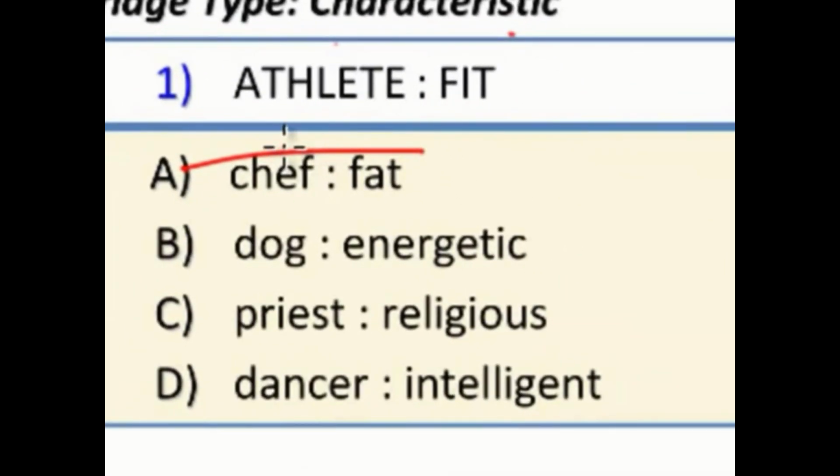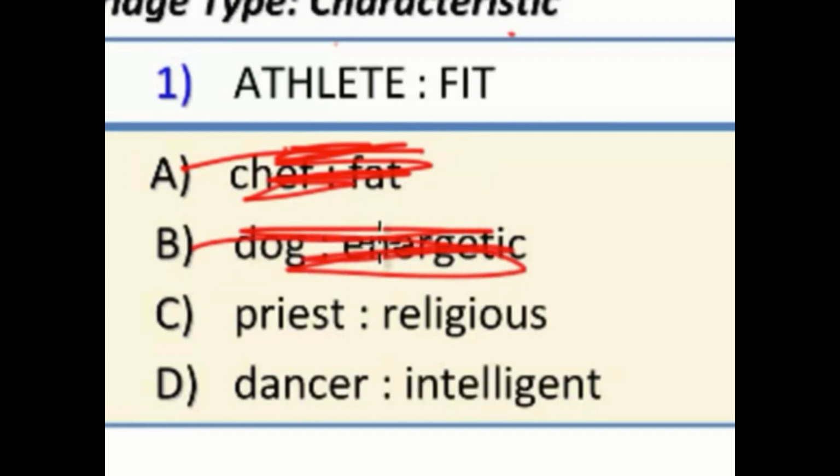Is a characteristic of a chef to be fat? No. I know lots of thin and fit chefs. Is it characteristic of a dog to be energetic? Nope. I know quite a few lazy dogs. Is it characteristic of a priest to be religious? Yeah, it is. So I'm going to star that. We're going to come back to it.